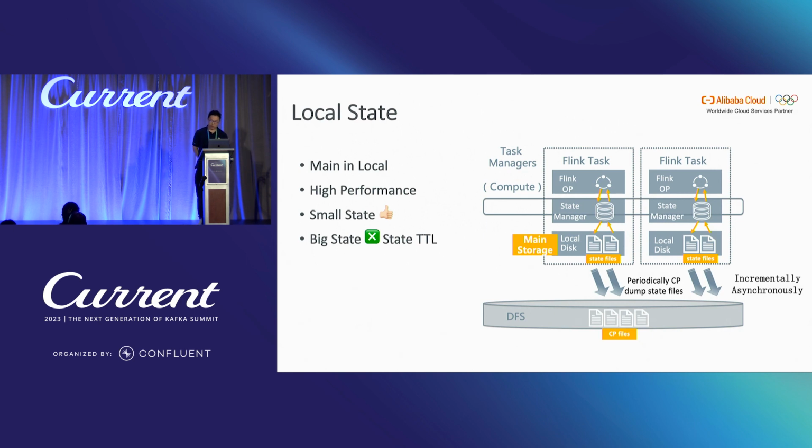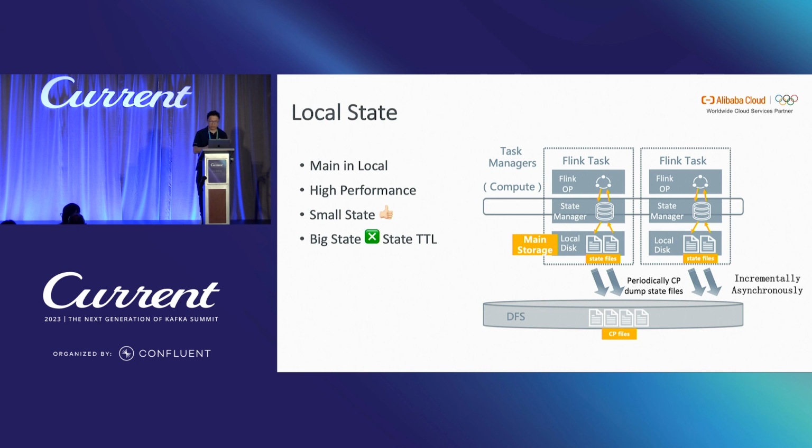So we can take a look at the picture. This is the architecture of Flink state. The core design of Flink state is local state. Because of local state, Flink has a very high performance throughput. You can see in the picture, each task has its own local state. All files are local. Flink will checkpoint state files into a distributed file system incrementally and asynchronously. This is for failover recovery.